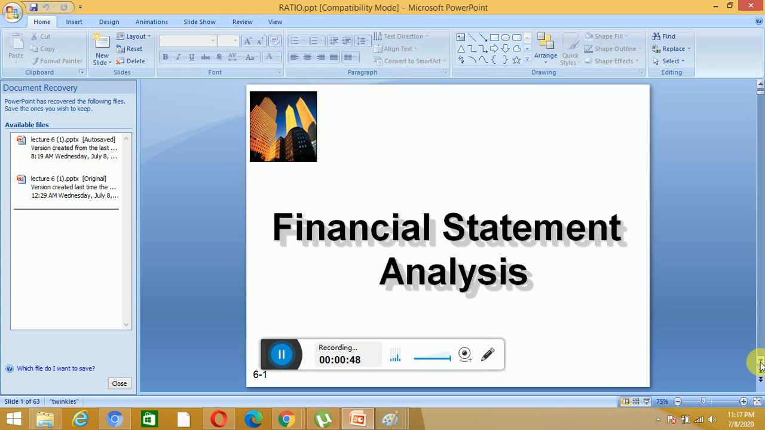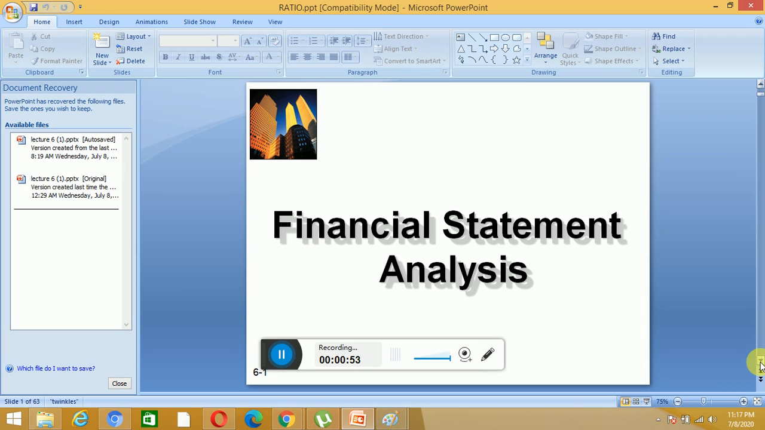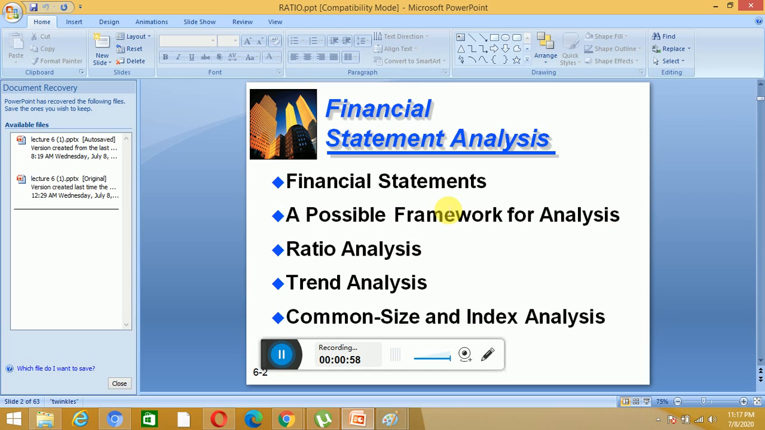Today we are going to start the next chapter, and the chapter name is financial statement analysis. Now, the topics that we will discuss in this chapter: what are financial statements, a possible framework for analysis. Then we will discuss different types of analysis: ratio analysis, trend analysis, and common size and index analysis. These will be our topics.